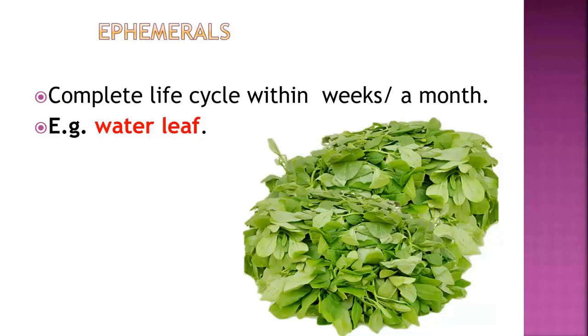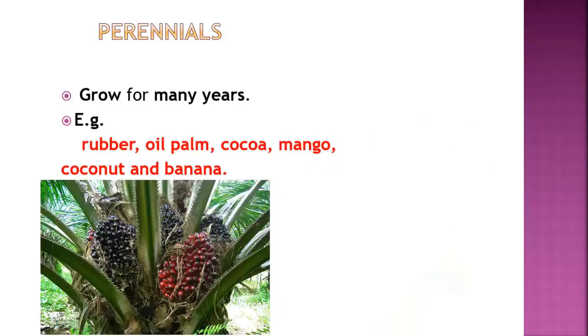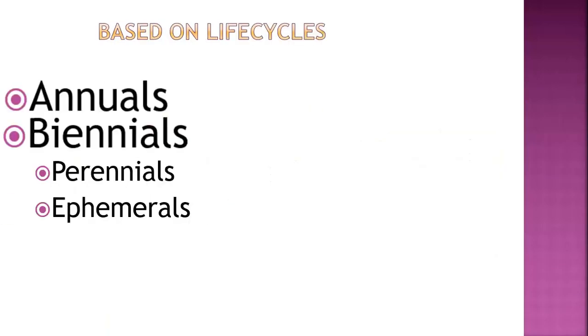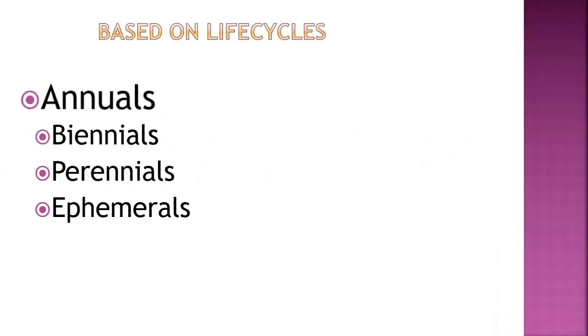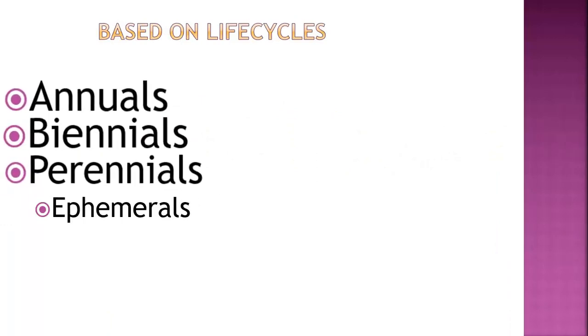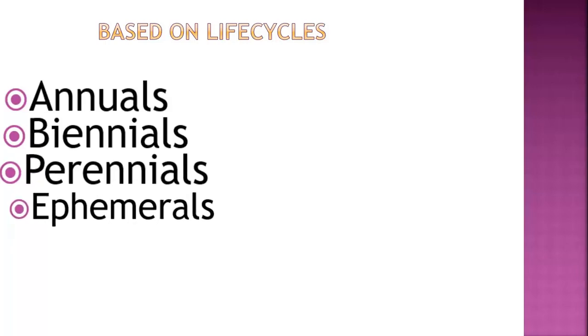So what have we learned today? Can you recall from our lesson the 4 life cycle of plants? Based on their classification, we now know them as what? Annuals, biennials, perennials, and ephemerals.